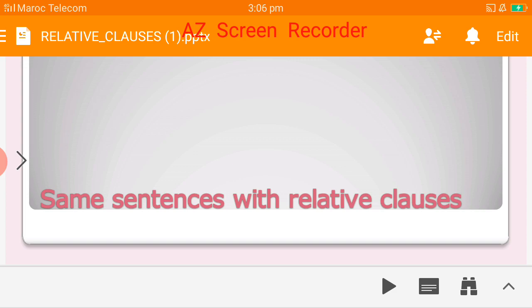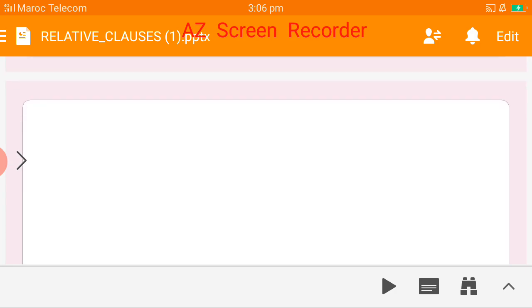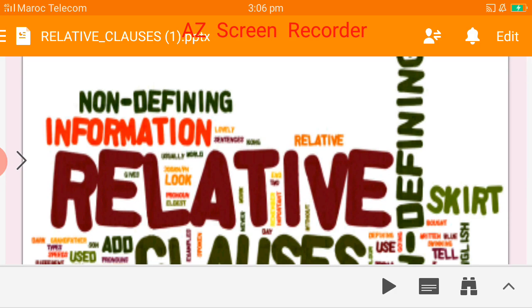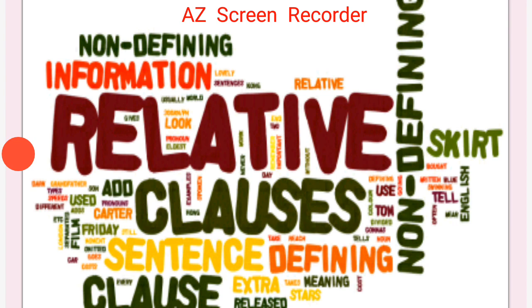Now, same sentences with relative clauses. Here are just some examples or some information presented to you. We have non-defining, and we have relative, we have information, we have skirt, etc., which means it's plenty of information, and it's given to you with different attractive colors, as you can see.